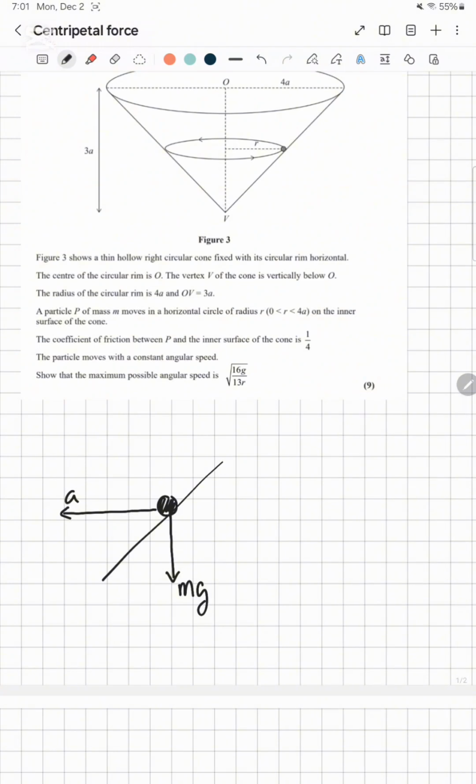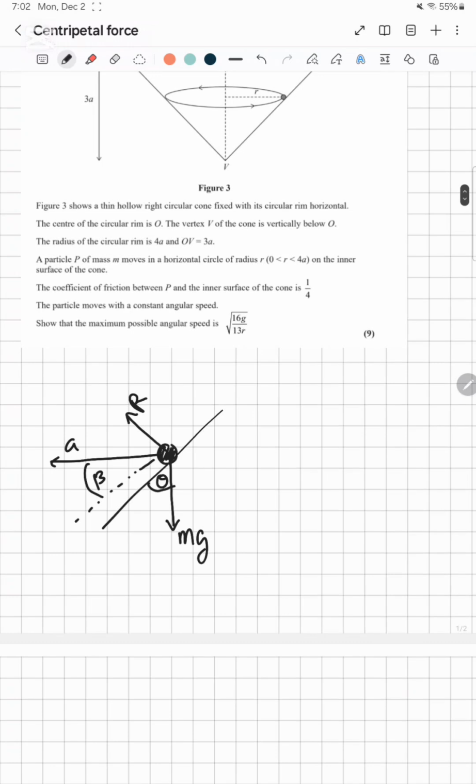Since they have given a coefficient of friction, there is a reaction force on the ball, and we name it as R. We'll make this angle theta, and let's call this angle beta. And the friction.